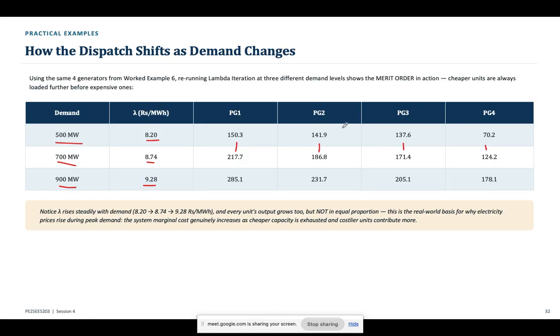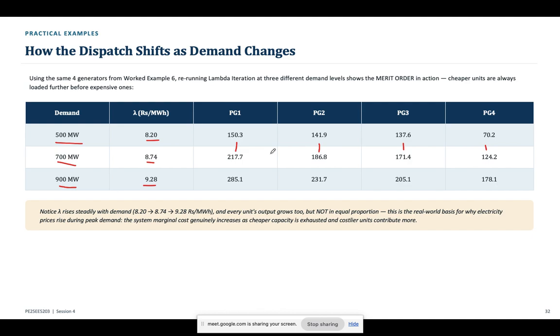So the additional 200 megawatt is distributed according to the slope of the incremental cost curves, not divided equally among the generators. You have 200 more and four generators, but it's not 50, 50, 50, 50 megawatt per generator. It doesn't work that way, right? So this is exactly what economic optimization means in operational terms.